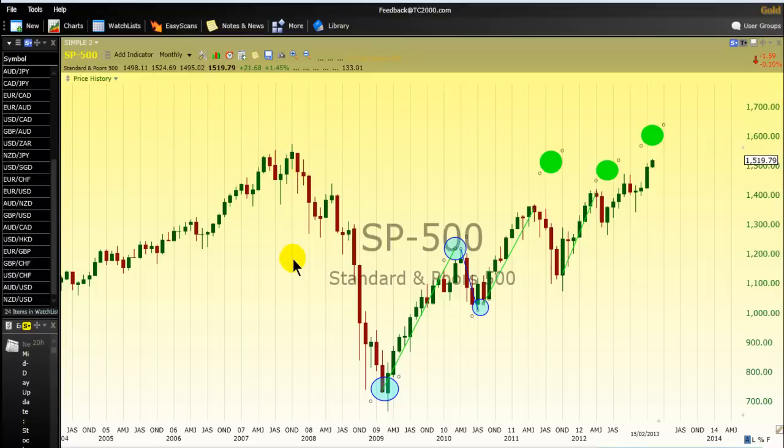Let's get started. We are looking at a monthly chart of the S&P 500. The S&P 500 is the market. If you are in India, China, Japan, Africa, Saudi Arabia, whichever part of the world you are in, when we are talking about the market, we are talking about the S&P 500. If you are trading commodities, forex, or any financial instrument, when we are talking about the market, it is the S&P 500.